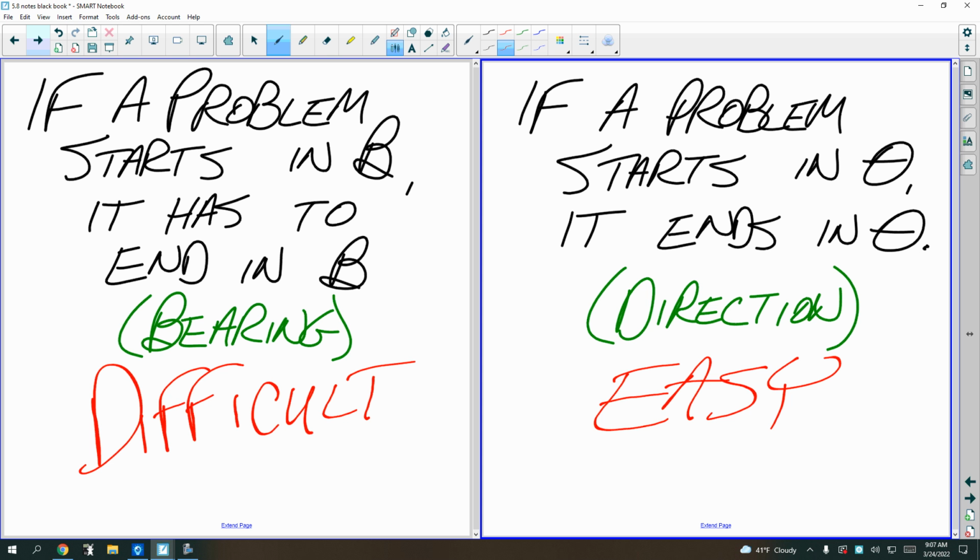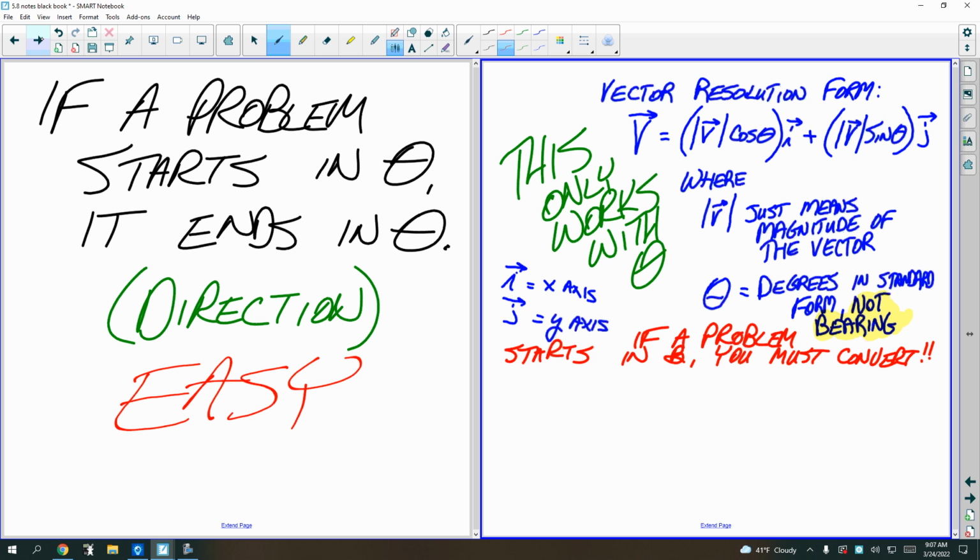Okay, here we go. You've already written this down. That's the puppy that I'm going to be dealing with on the next couple slides. But the thing you need to know is that the yellow equation only works in theta. So if it starts in bearing, you have to convert it first. That's the only thing you have to remember. That equation only works in direction, not bearing. All right, let's try some.